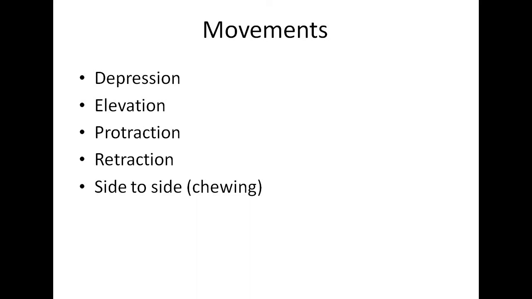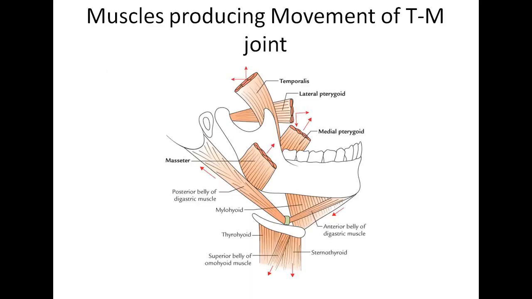And the side to side or the chewing movements occur alternately in the right side and the left side of the TM joint. In chewing movements, the head of the mandible of one side glides forward along with the disc as in protraction, but the head of the mandible on the opposite side nearly rotates on the vertical axis. So this is the movement possible during chewing.